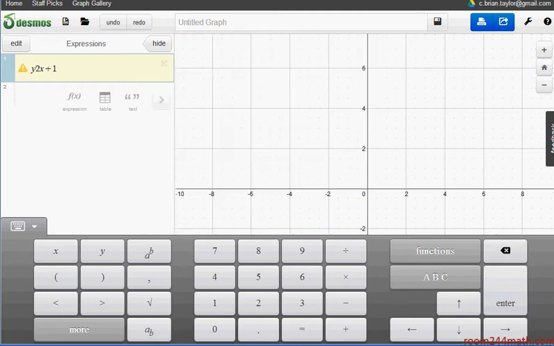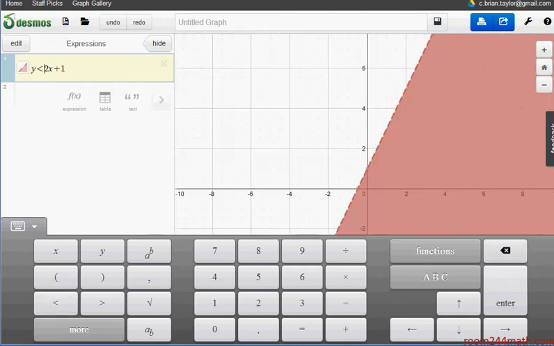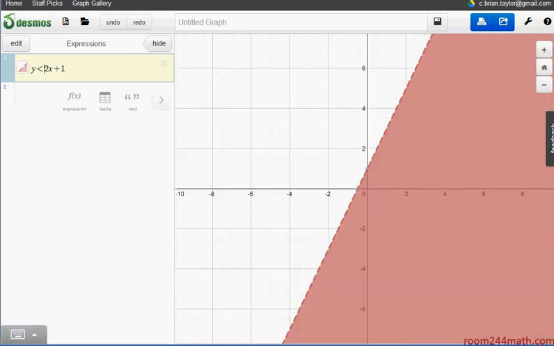We'll change this to y is less than. It's going to be all the y values that are below. So it's quite easy, but if you're not sure, you can always, again, test. And the easiest point to test is the origin.